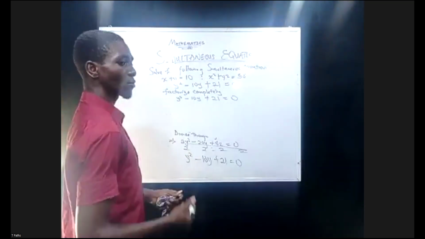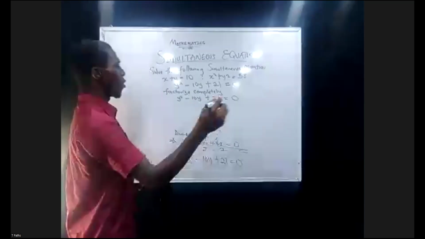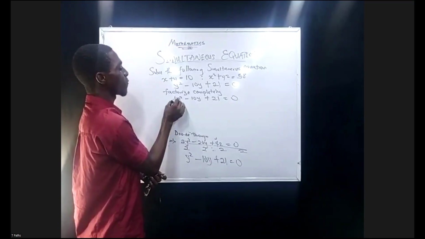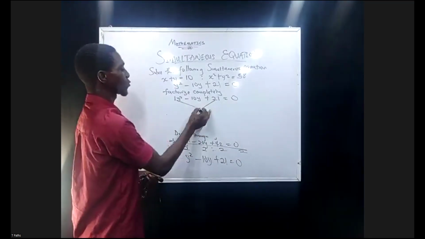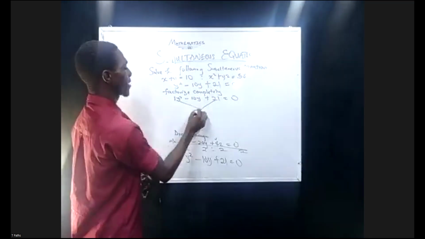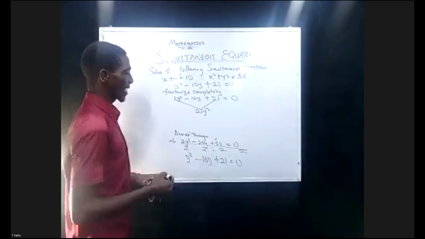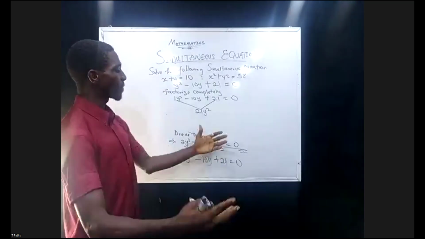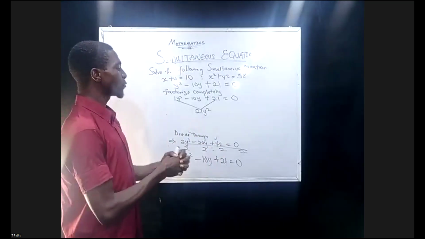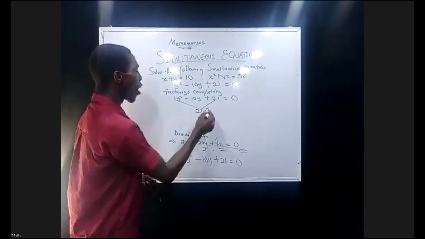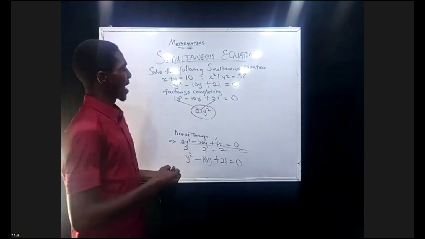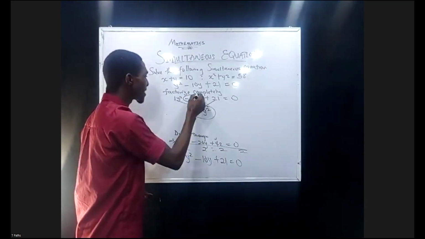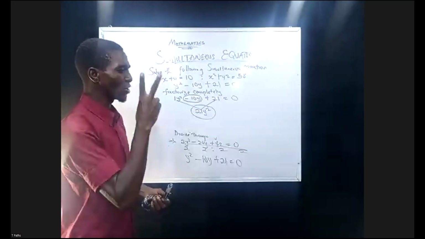You ask yourself 2 questions. What are those 2 numbers that if I multiply the value of y squared and 21, I will get 21y squared? Now, what are those 2 numbers that when I multiply them together give me the same value of 21y squared, and when I add or subtract, they give me the value of minus 10y? That is the two questions you need to ask yourself.